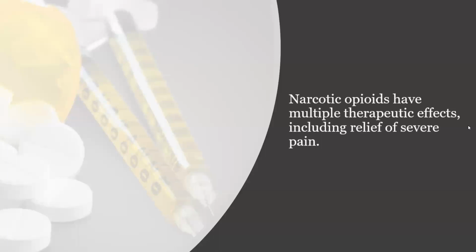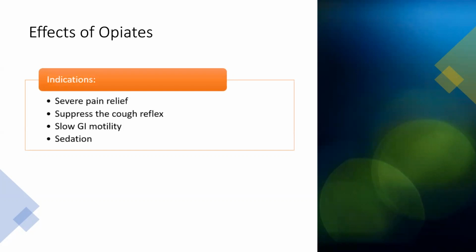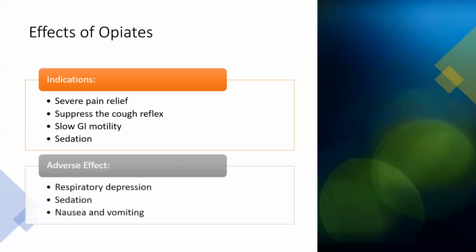Now, narcotic opioids have multiple therapeutic effects, including relief of severe pain. What are the other effects of opiates? Severe pain relief, they suppress the cough reflex, slow GI motility, and cause sedation. If any prescription comes to you asking for opiates, it doesn't mean they're only for pain. They can also be for cough reflex. If a person has a very bad cough, opiates can be given to them. They also decrease the GI motility. If a person is having severe diarrhea, then opiates can be recommended to them. But they also have adverse effects. They cause respiratory depression, sedation. They also cause nausea and vomiting as well.